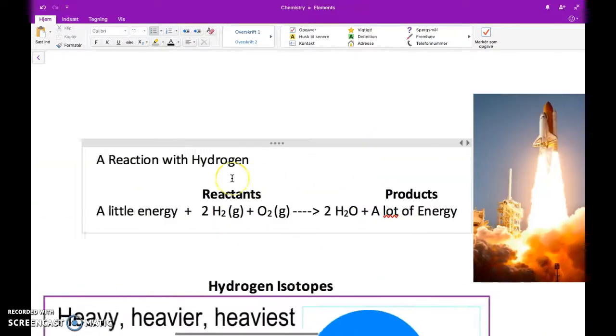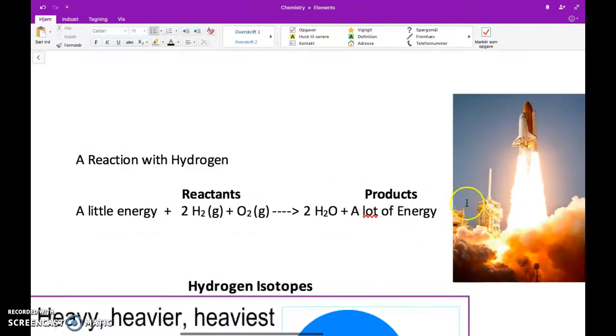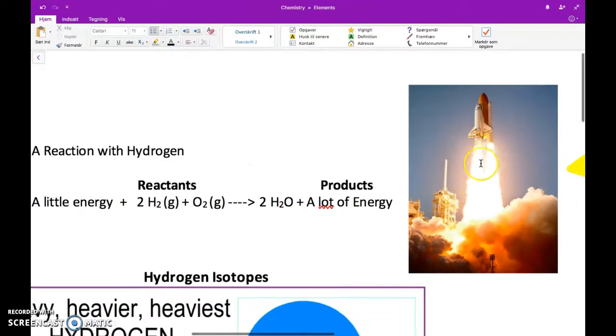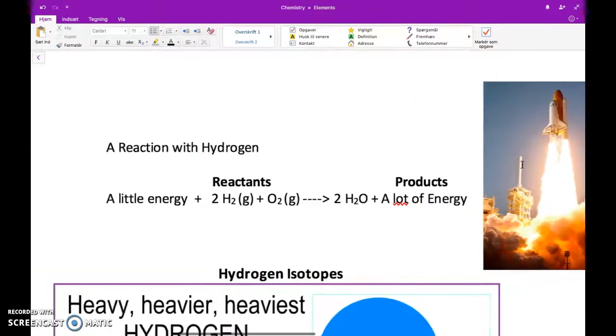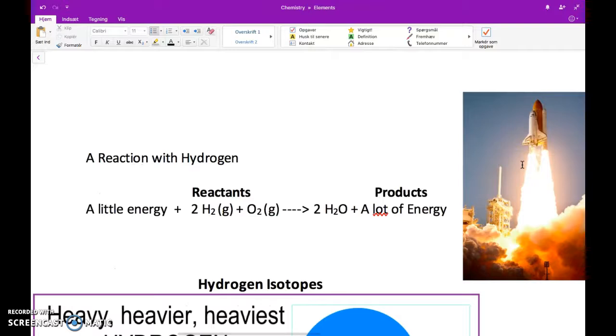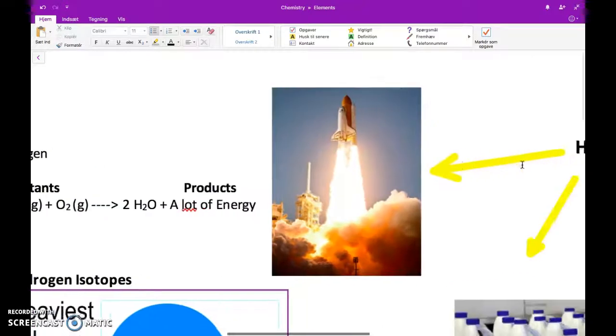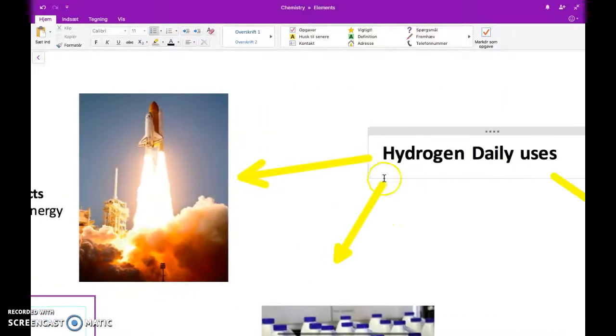And this reaction is so good at giving energy that it's actually used in rocket ships to take off. You have these two containers, one with liquid hydrogen, which is super cold, and then one with liquid oxygen. And they're highly pressurized, so they don't take up a lot of space. And then you make these two react and give out water and loads of energy. And it's a very clean form of energy since there's no carbon dioxide that comes out of it.